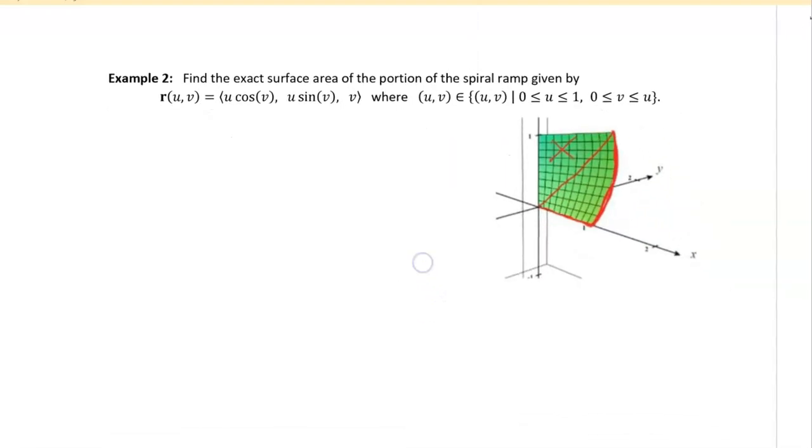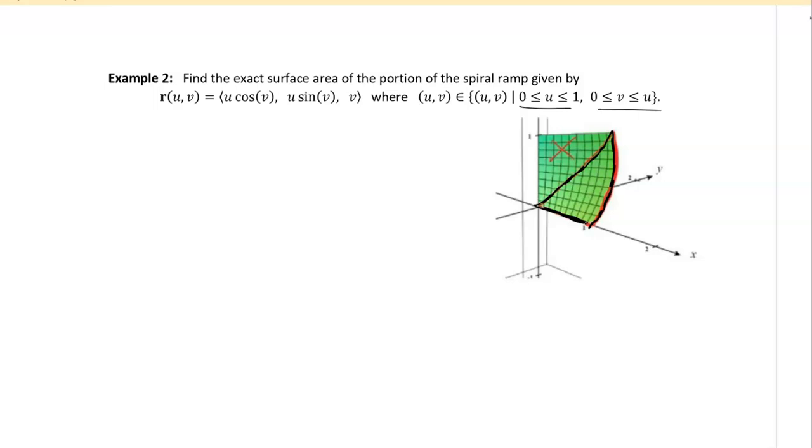So let's look at an example. Find the exact surface area of the portion of the spiral ramp given by the function R defined as U cosine V, U sine V, and V, where U and V are bounded by those given things right there. So U is bounded by 0 and 1, and V is bounded by 0 and U. So we have this thing right here. We're trying to find the surface area for this.